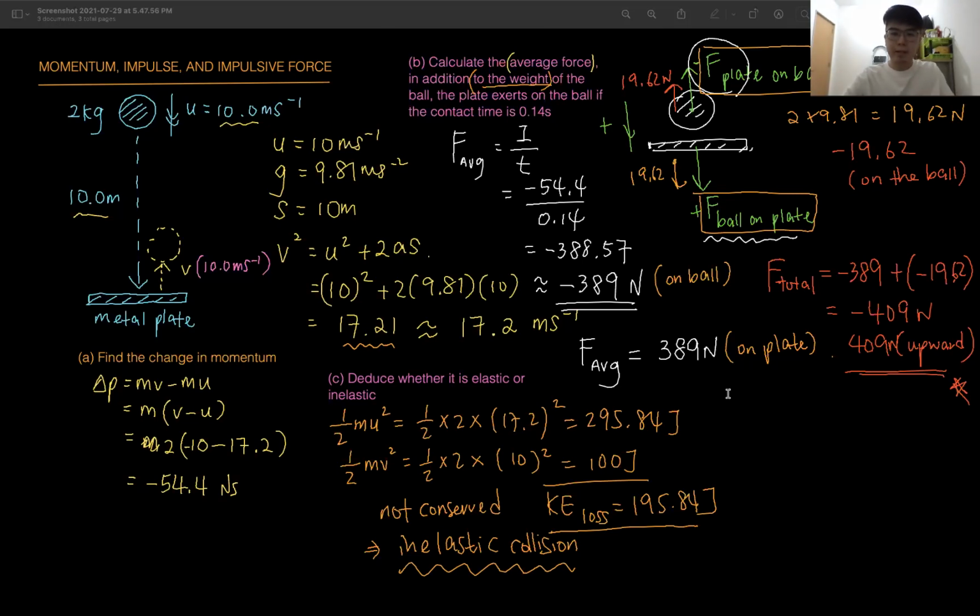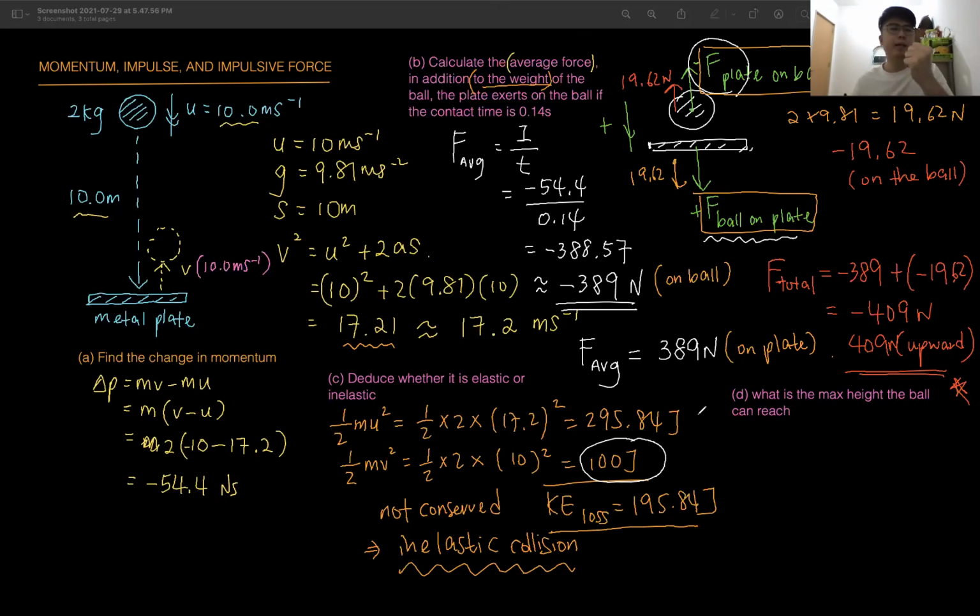Okay, then the question asks again, D, what is the max height the ball can reach? We can calculate this using the energy. Because after it bounces, what is the kinetic energy leaving the plate? This one, 100. Kinetic energy after the bounce is 100 joule.